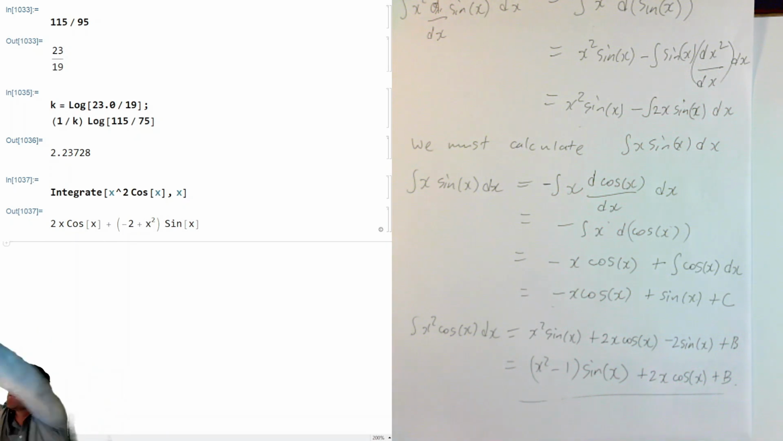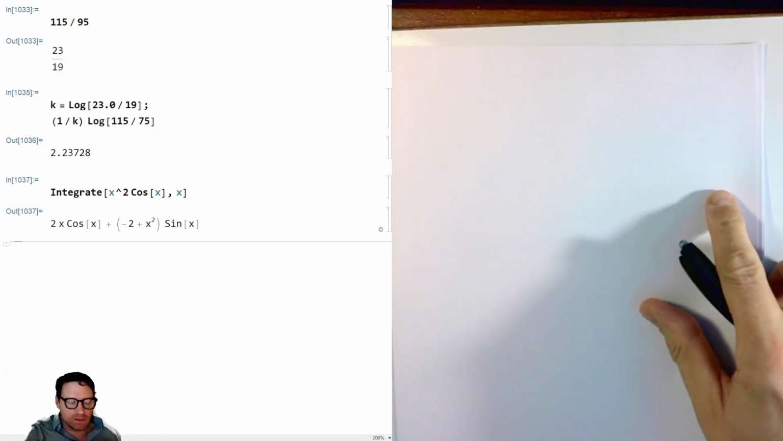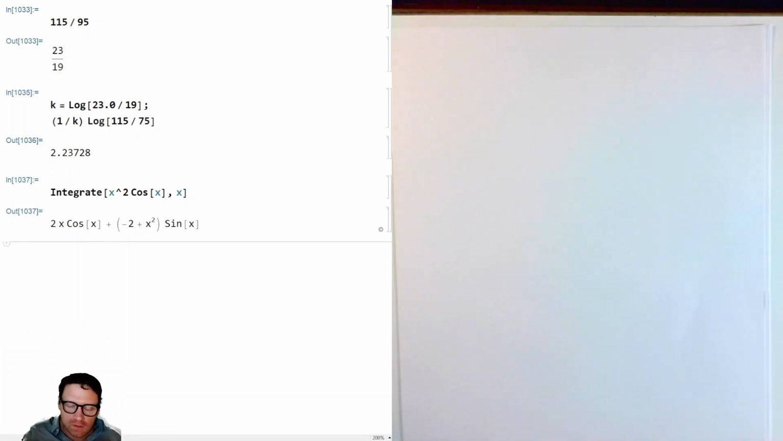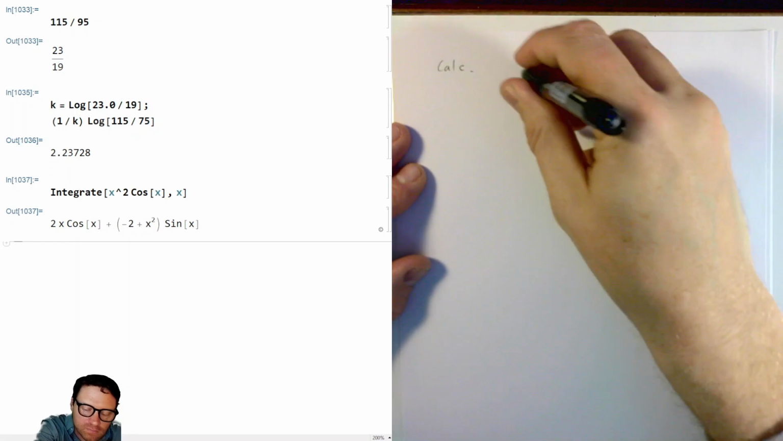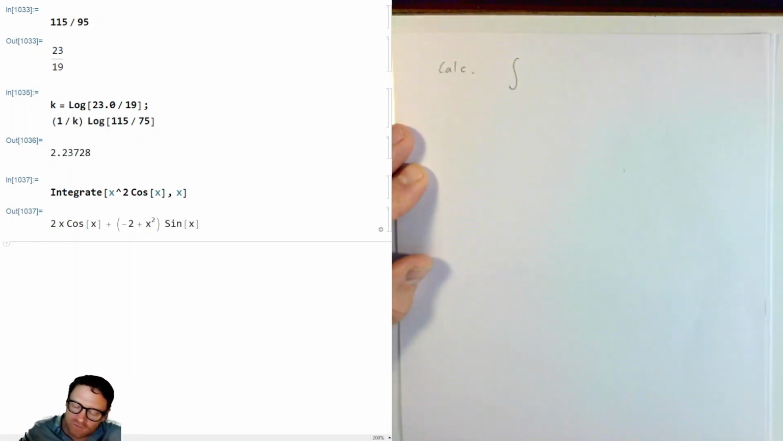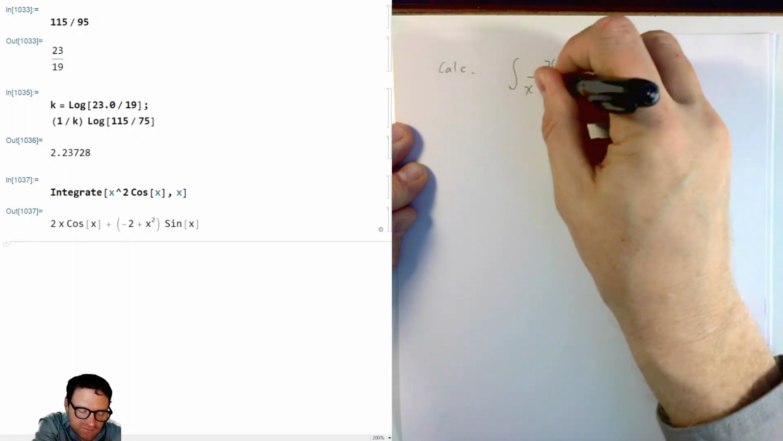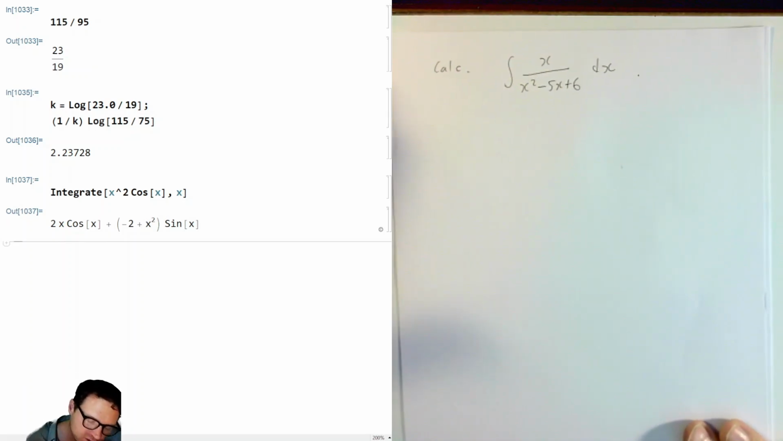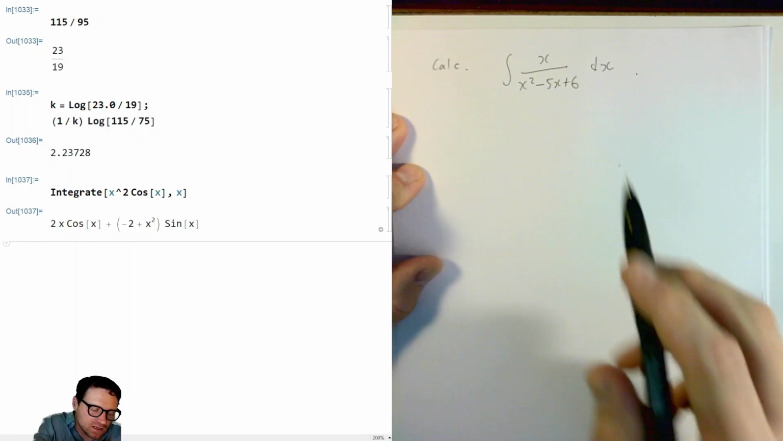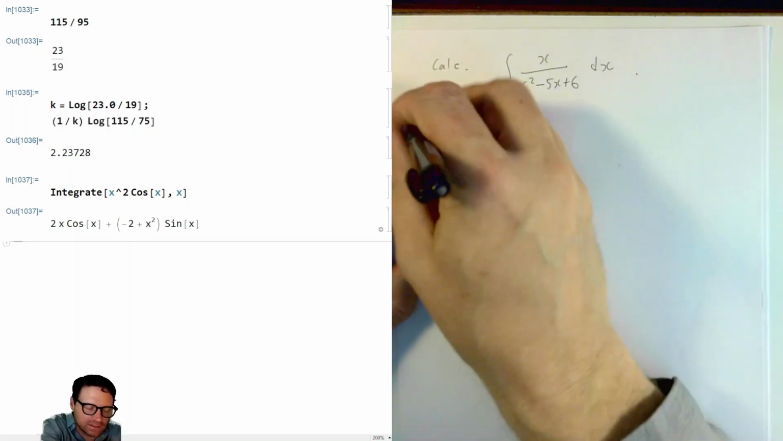Now I need a little bit more paper to keep going, because there's a lot here. Okay, next problem. Calculate the integral of, let me see, x over x squared minus 5x plus 6 with respect to x. So this one requires partial fractions, and I'll show you how to do that. But the first observation you want to make is that that denominator factorizes easily.